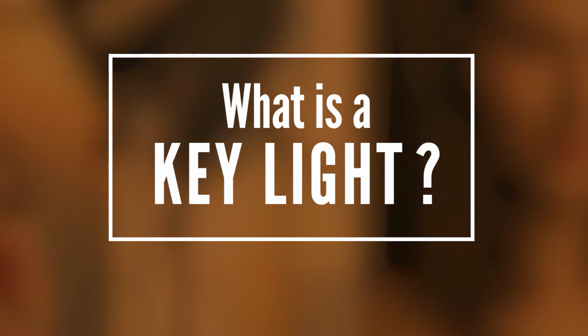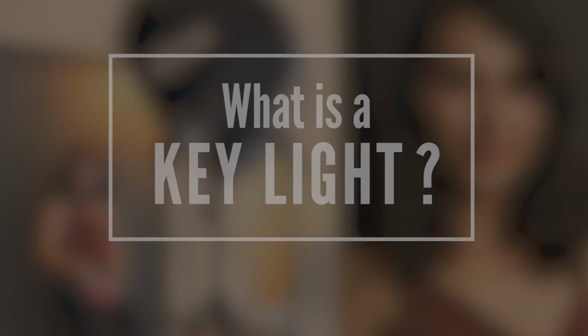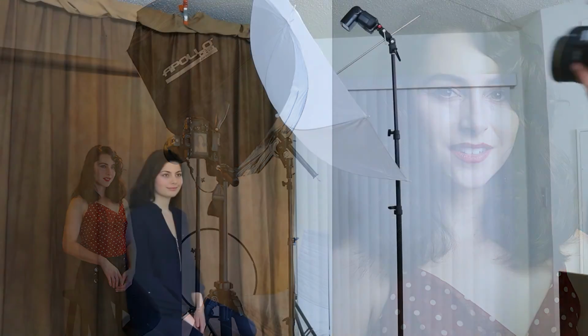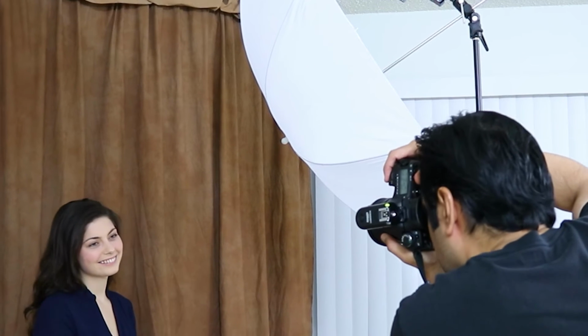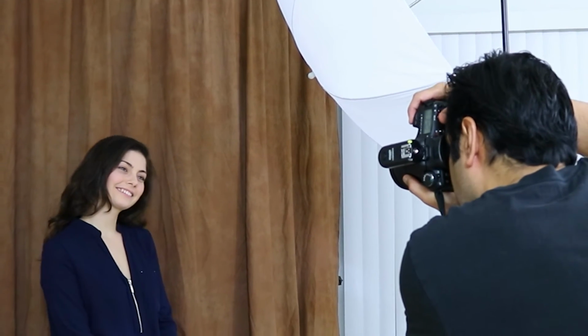If you're new to portrait photography, you might have heard or seen the term key light being used and wondered what a key light actually is. Now, a key light refers to the purpose of one of the lights in a portrait lighting setup. It doesn't really refer to the type of light or the type of modifier used on the light. It refers to the purpose.